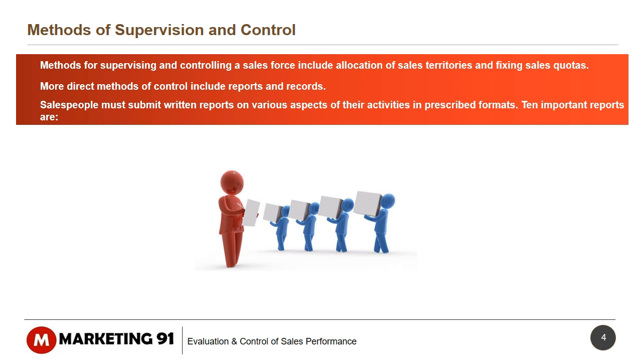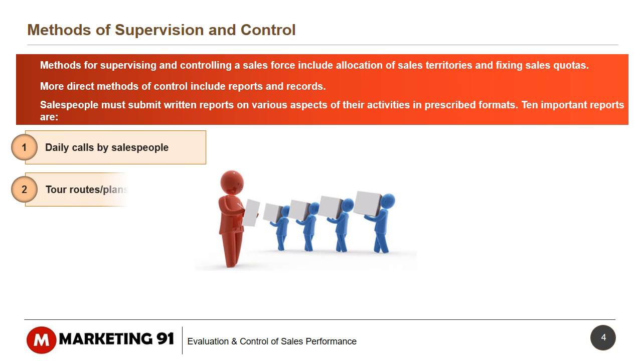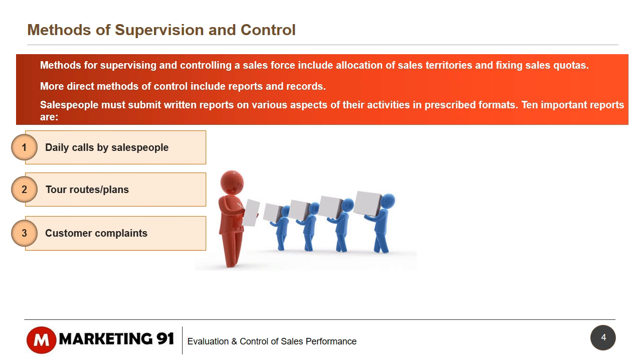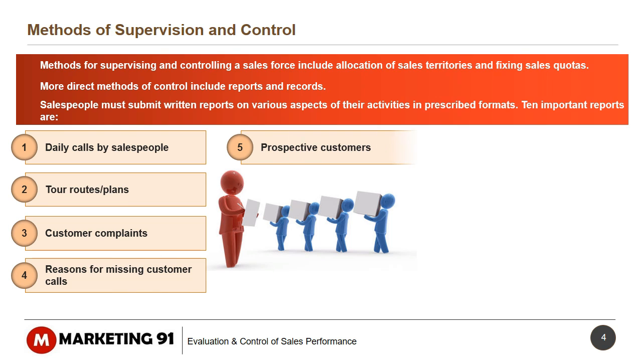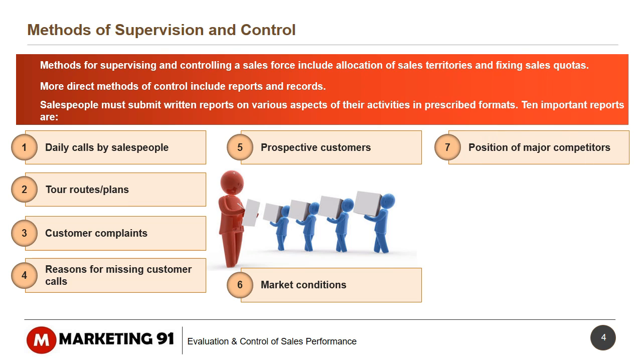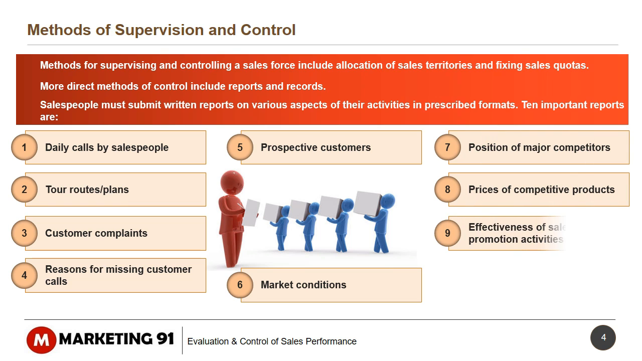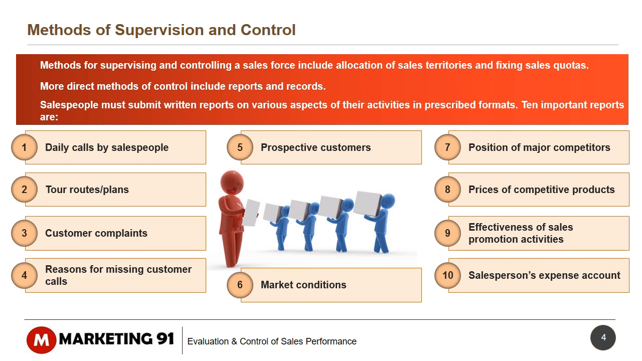Ten important reports are as follows: daily calls by salespeople, tour routes and plans, customer complaints, reasons for missing customer calls, prospective customers, market conditions, position of major competitors, prices of competitive products, effectiveness of sales promotion activities, and salesperson's expense account.